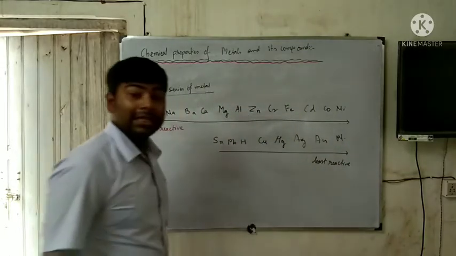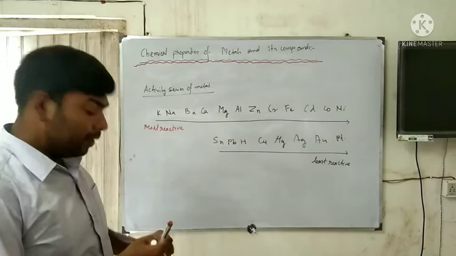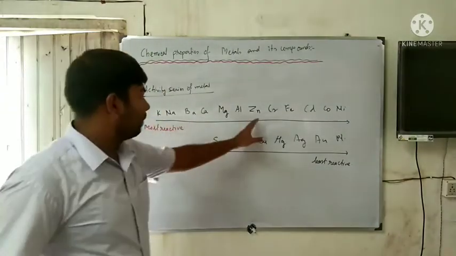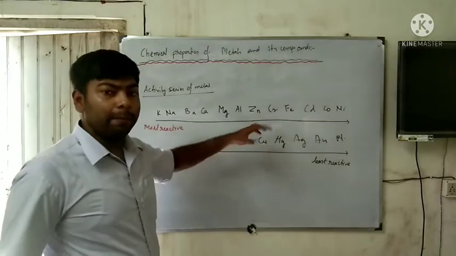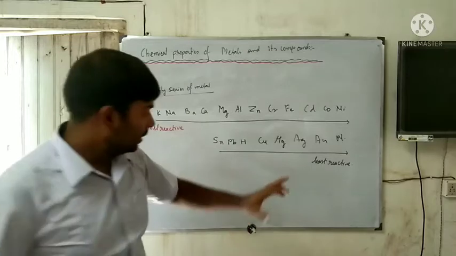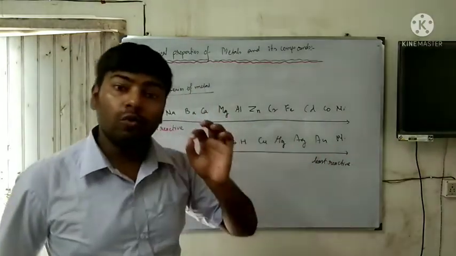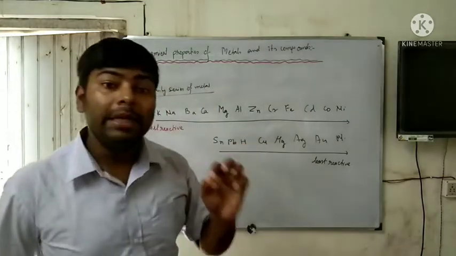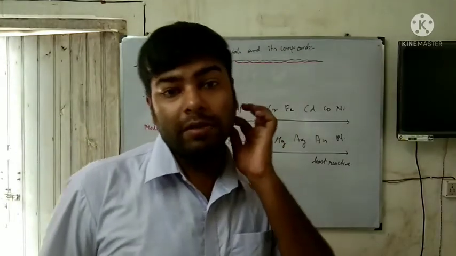These are least reactive. So now you can say that the metals up to this point are better reactive, meaning they want to react. But these are some metals which do not want to react. And the elements in the middle are medium reactive, sometimes reactive, sometimes not.